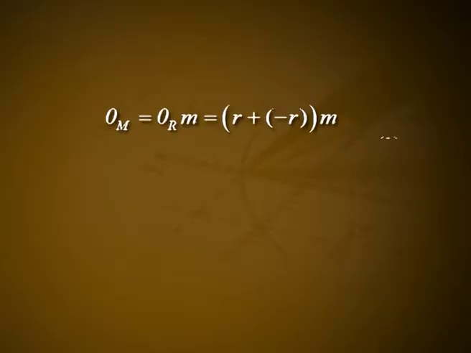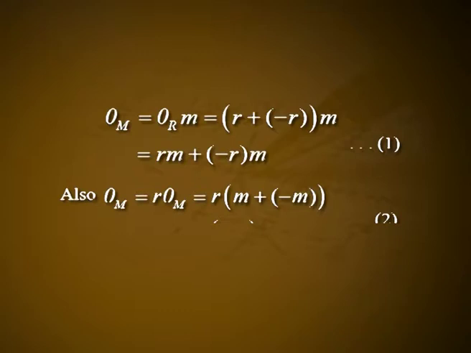3. 0m is equal to (0 · r)m, which is equal to (r + (-r))m, which is equal to rm + (-r)m, equation number 1. Also, 0m is equal to r0m, which is equal to r(m + (-m)), which is equal to rm + r(-m), equation number 2. From 1 and 2, we obtain the result.